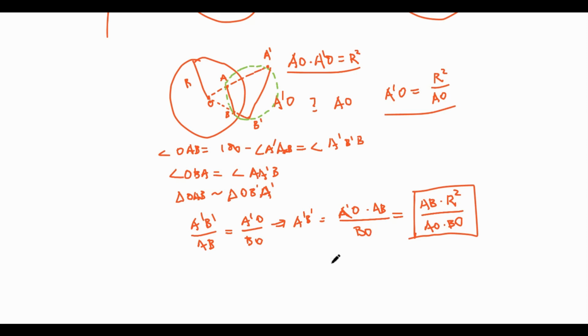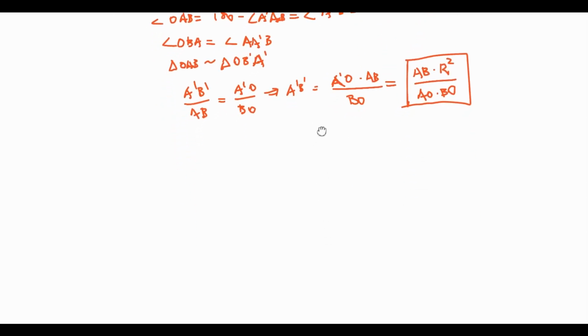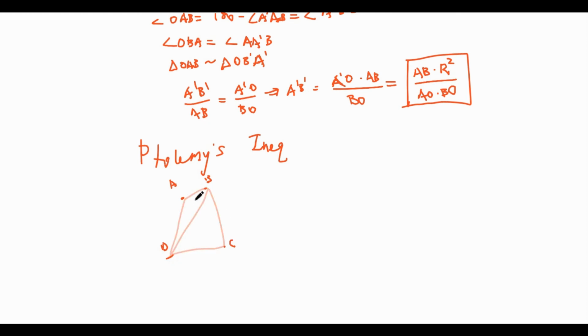Now that we know a little bit about inversion, let's try to use it on a problem. And for this problem, I'm actually going to prove Ptolemy's inequality. This states that given 4 points A, B, C, D in the plane, if we consider all these lengths right here, we have that AB times CD plus AD times BC is greater than or equal to BD times AC. We're going to prove this inequality.